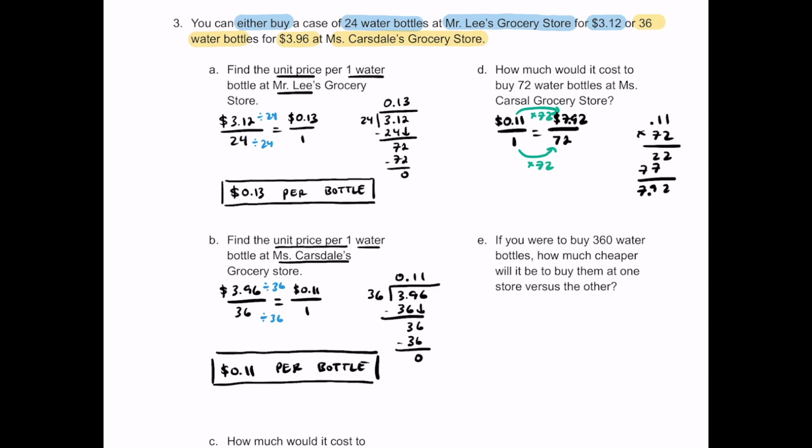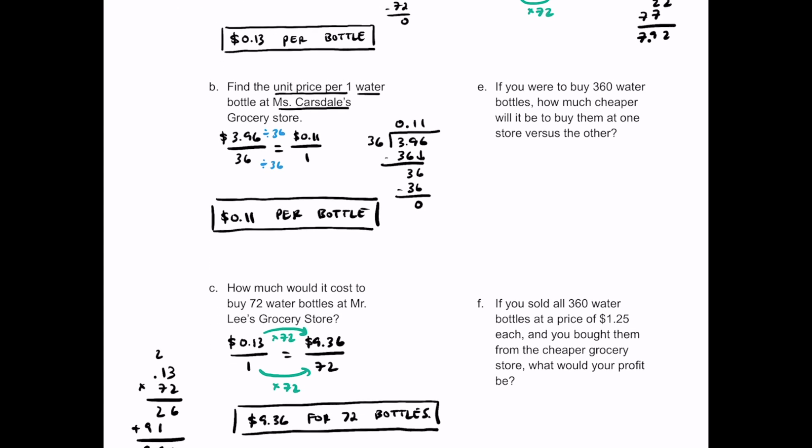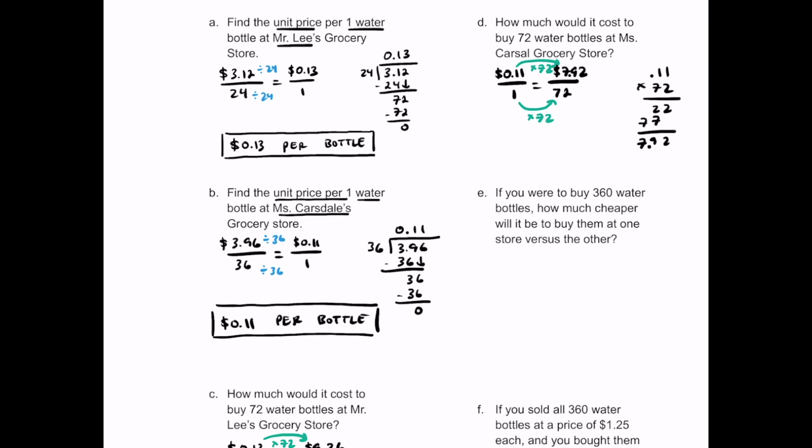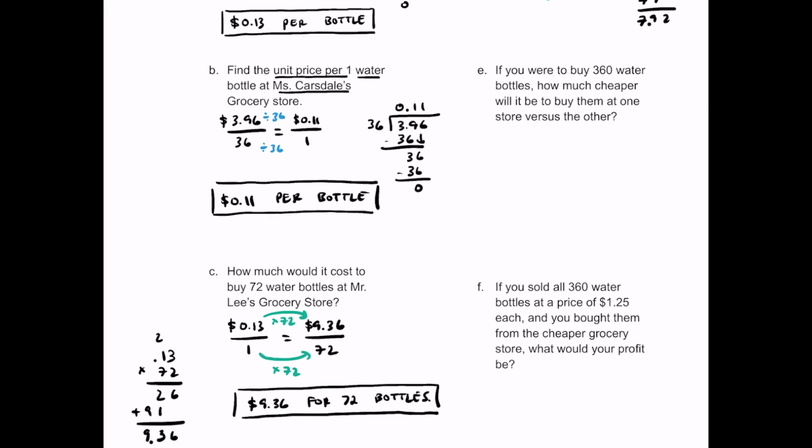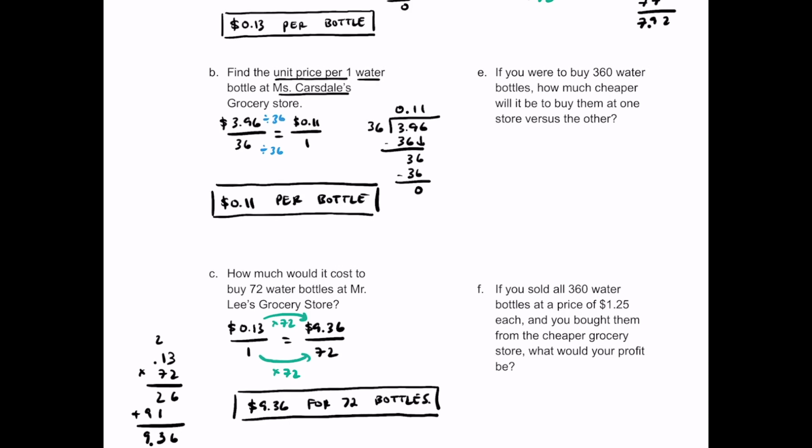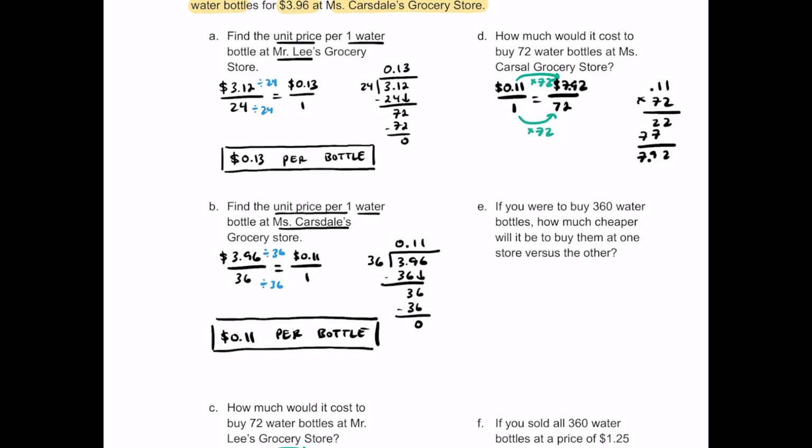And how did I write my answer here? $9.36 for 72 water bottles. Did I do this right? This seems right. 936. 7.92. Okay. $7.92 for 72 bottles.